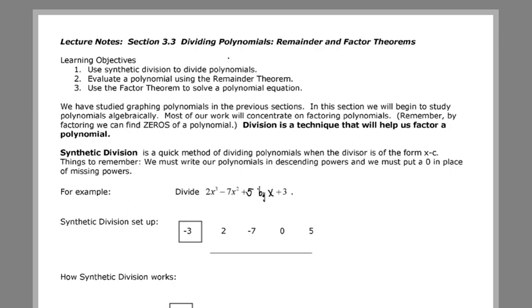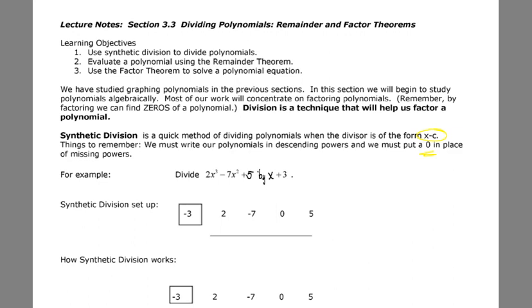We're going to look at something called synthetic division, which is a quick method of dividing polynomials, but your divisor has to be in the form of x minus c. So it only works for those type. One thing we also have to remember is our polynomial has to be in descending powers, and we have to put a 0 in place for any missing powers. So let me show you the setup. It's a real simple operation. Let's check out the setup.